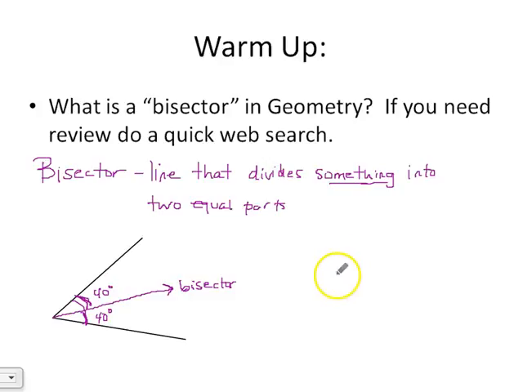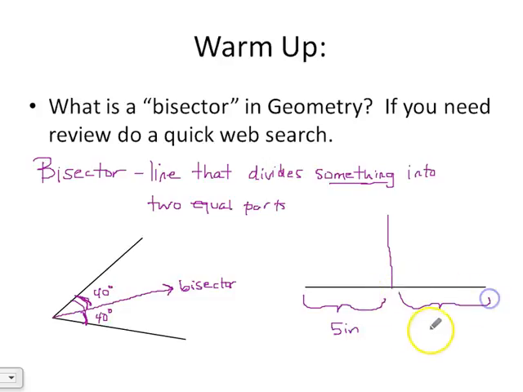We might have a segment bisector, where if we just have a segment, our bisector is going to divide that segment into two equal parts. That doesn't look exactly equal, but we could say from here to here is 5 inches, and from here to here is 5 inches. So a bisector is just something that divides something into two equal parts. And we're going to see this vocab word this week when we're working in Schoology.